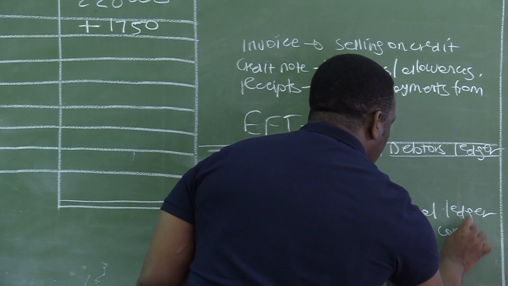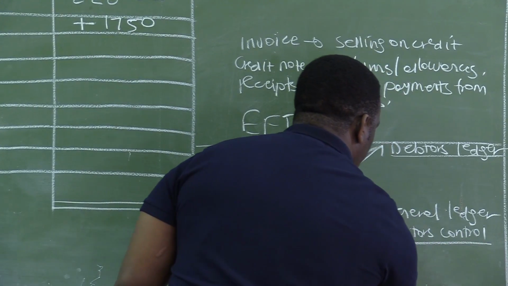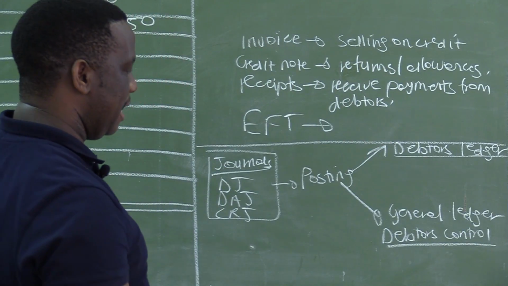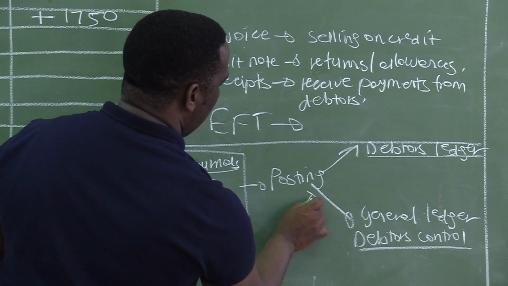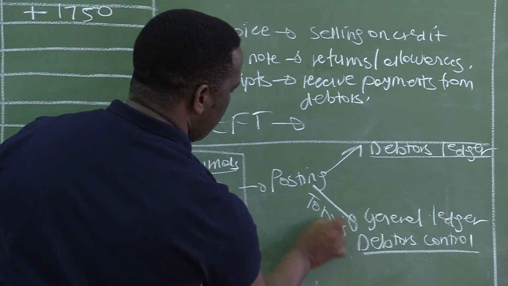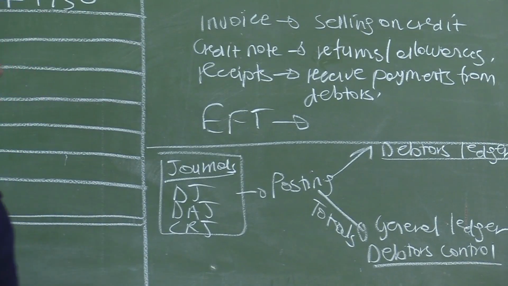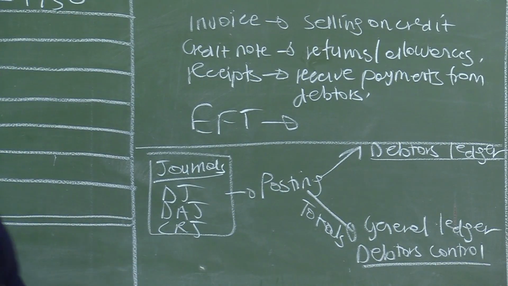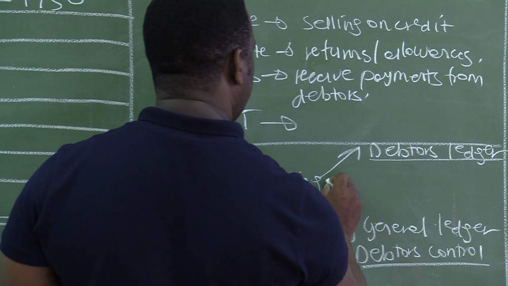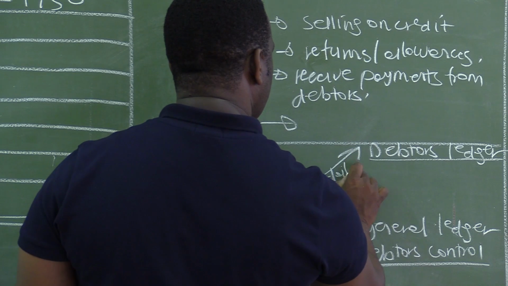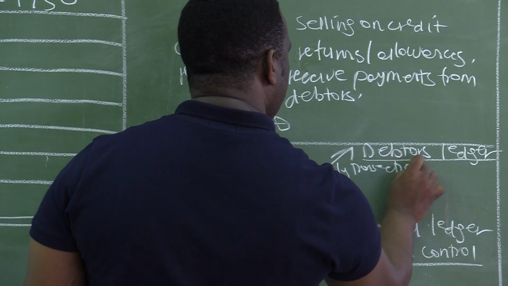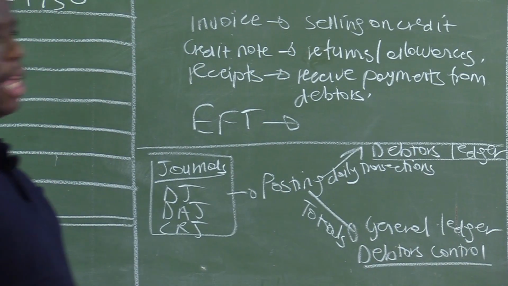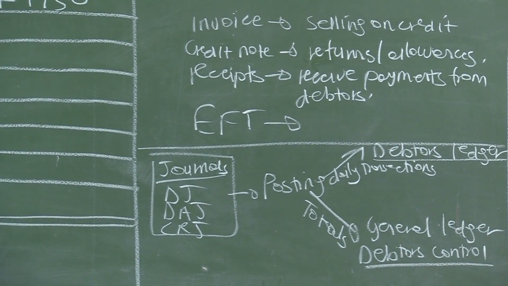The general ledger will be having debtors control, the account that controls all the debtors. And what is it that is posted to this account? Normally we are posting totals here. We are posting totals, but to the debtors ledger we are posting on a daily basis, daily transactions.